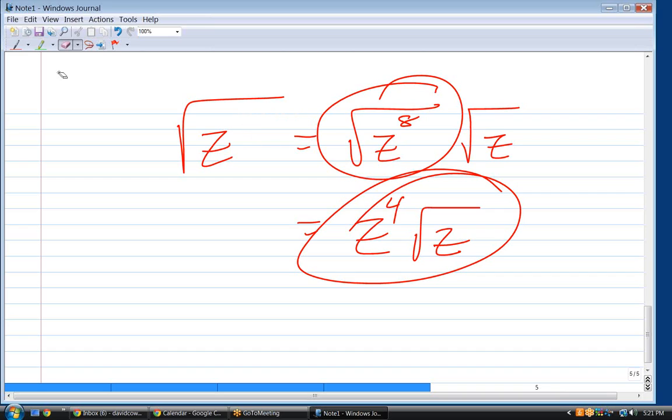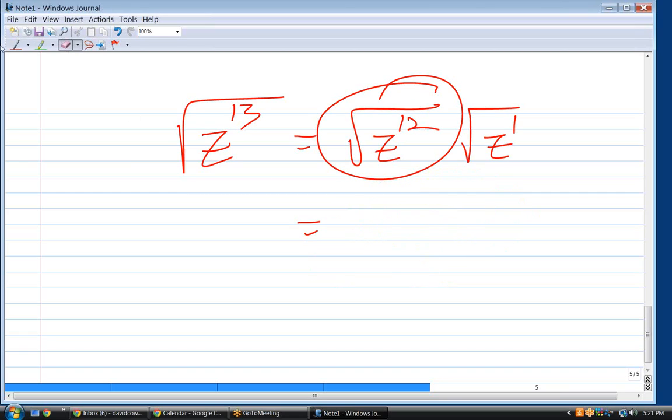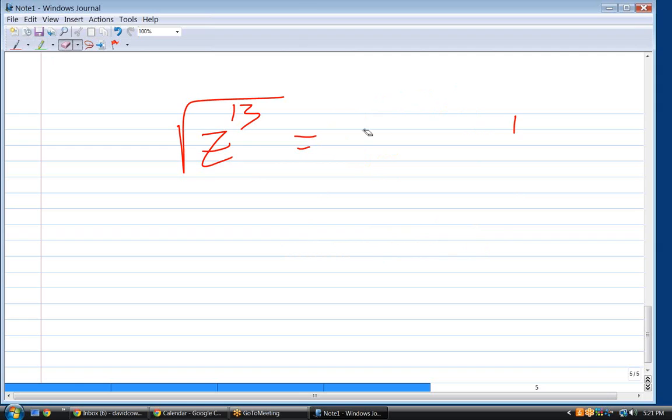In other words, if this was z to the 13th, I'd want to split it up into the highest even number, z to the 12th times z to the 1st, and then the square root of z to the 12th becomes z to the 6th. The square root of this becomes z to the 6th times the square root of z. So that's basically the way you handle all variables. Okay? So let's go back to this problem you gave me.